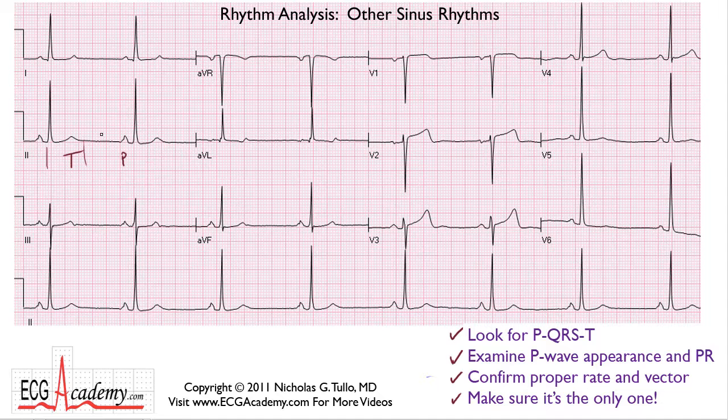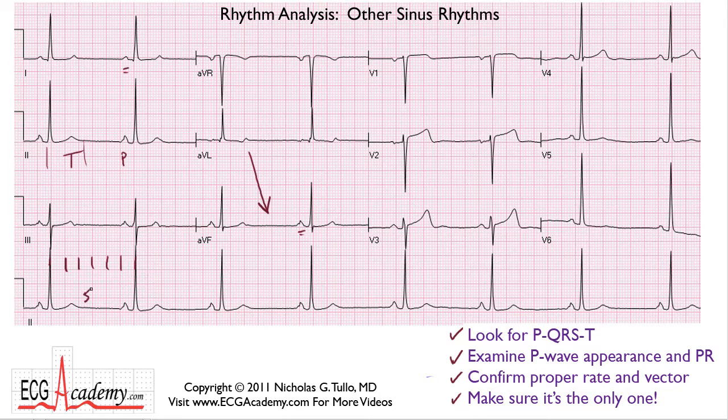The P wave is up in 1 and it's up in aVF. That tells you that the P wave vector is down and to the left, so everything looks good. One last thing to look at is the rate. If we look at this QRS, it's on a heavy line, so we'll count off 300, 150, 100, 75, 60, 50.